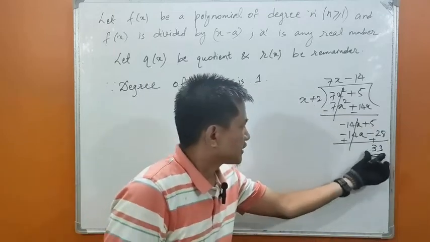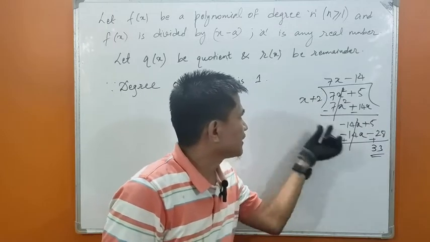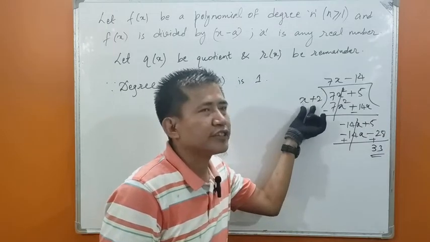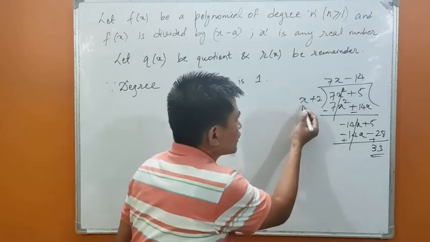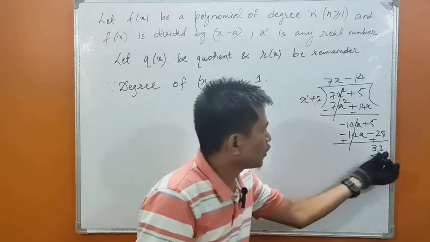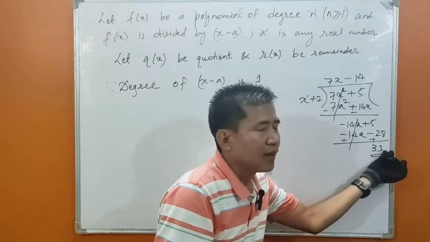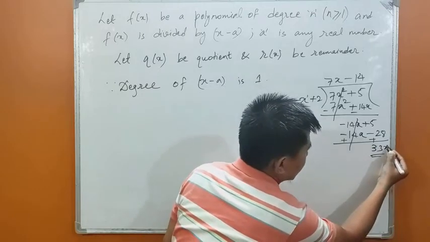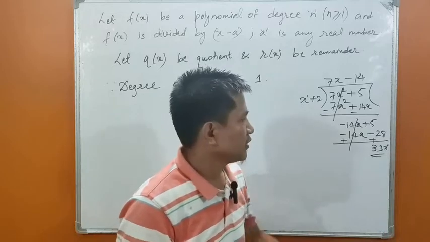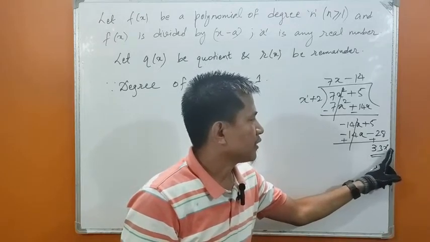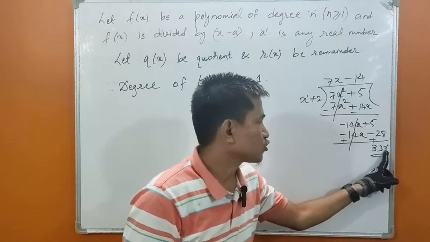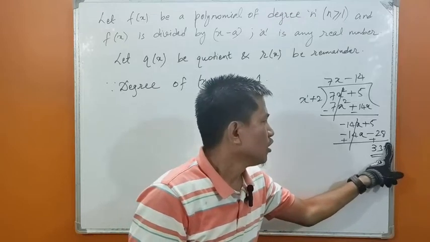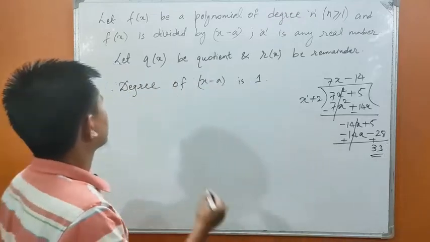Means the degree of this remainder is lesser than the degree of this divisor, isn't it? The degree of the divisor is 1 here, and we do not have any variable term here. Means the degree of this constant is x to the power 0. We can assume this. The degree of the variable is 0 because there is no variable term here. So this is a constant term.